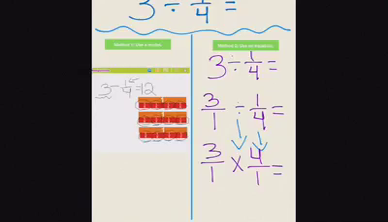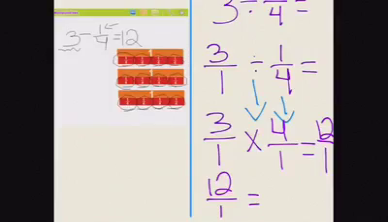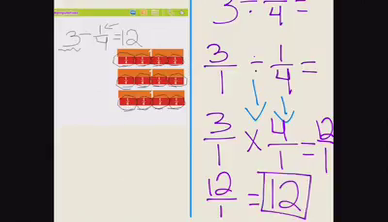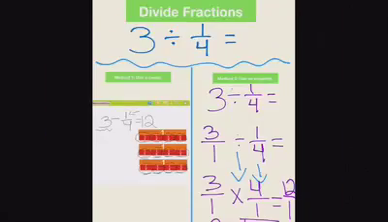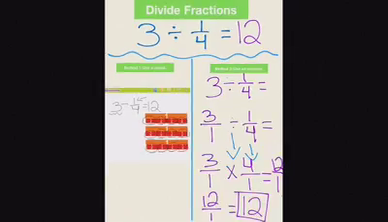3 times 4 is 12, and 1 times 1 is 1. So we get a quotient of 12/1, but we're going to go ahead and simplify that to 12, since we know that 12 divided by 1 equals 12. So you can see in both examples here that we have 12 as our final answer. So let's go ahead and write that up at the top here. 3 divided by 1/4 equals 12. And that's our first dividing fractions example.